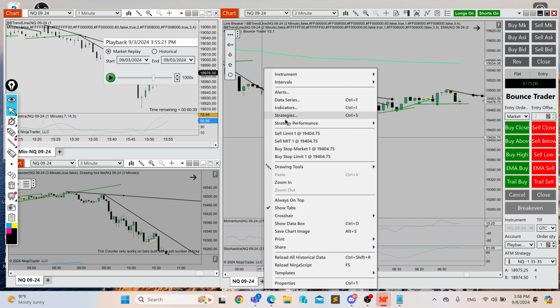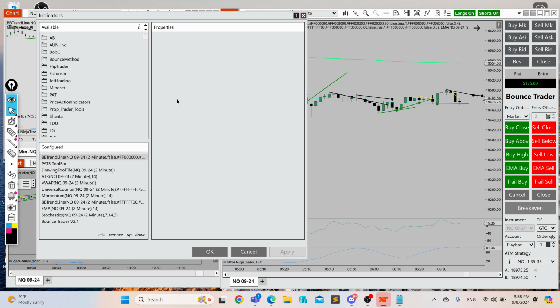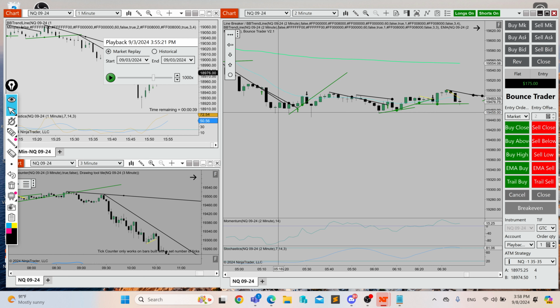So that's that part of the indicator, and you could load this indicator on any time frame you want. So we've covered the indicator. The indicator comes with the system.